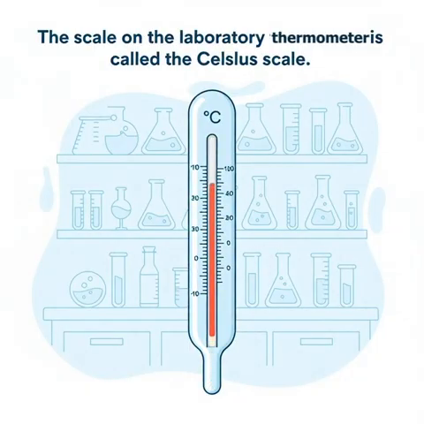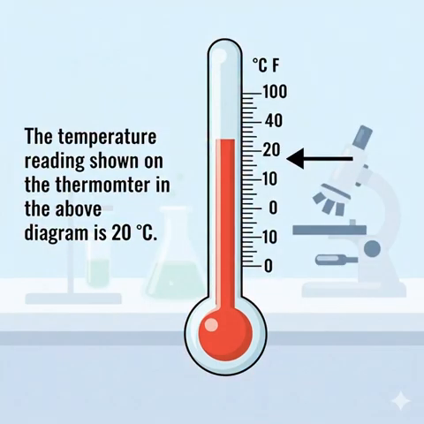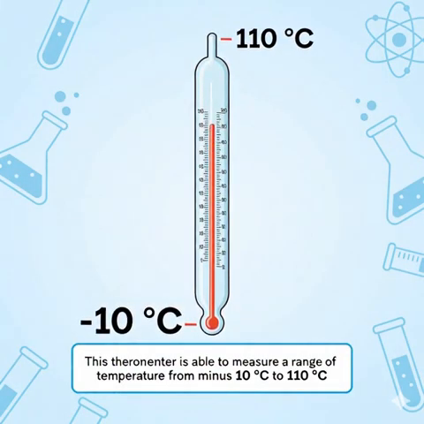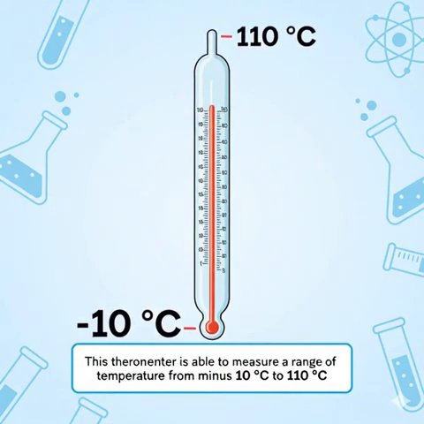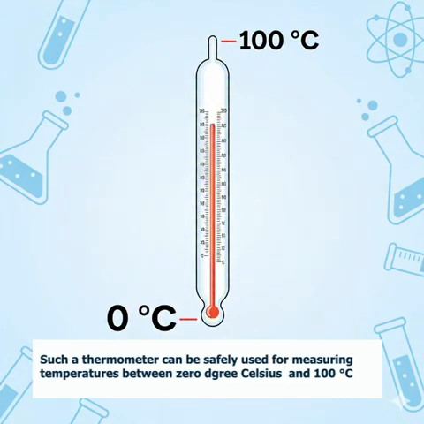The scale on the laboratory thermometer is called the Celsius scale. The temperature is indicated by the length of the liquid column in the thermometer. The temperature reading shown on the thermometer in the above diagram is 20 degrees Celsius. This thermometer is able to measure a range of temperature from -10 degrees Celsius to 110 degrees Celsius. Such a thermometer can be safely used for measuring temperatures between 0 degrees Celsius and 100 degrees Celsius.